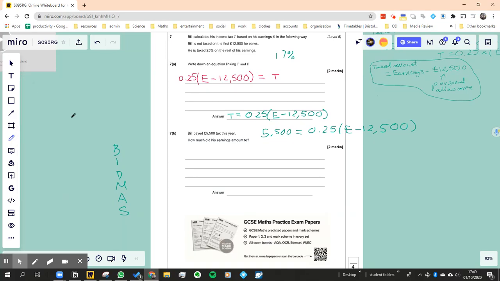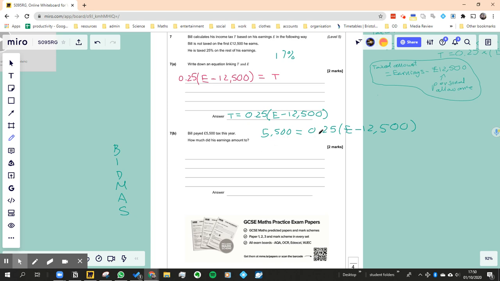So basically, you've got an equation now, which is the tax is equal to 0.25 multiplied by the earnings minus 12,500. And it's given you that this year he pays 5,500. So how much did his earnings amount to? In other words, what must his earnings have been in order for him to pay that much tax?